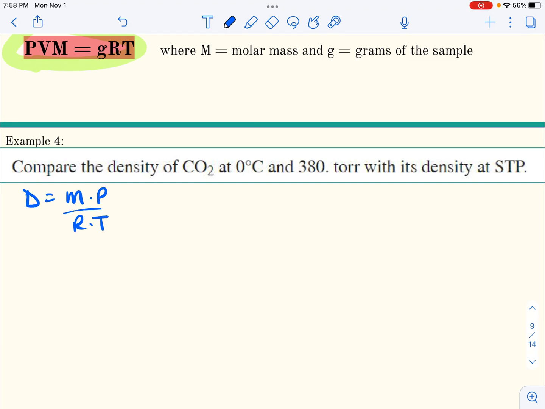And we want to compare the density at 0 Celsius and 380 torr of carbon dioxide compared to its density, same gas, at STP. So remember that STP is hiding a standard temperature, which would be 0 Celsius, and a standard pressure, which in torr would be 760, right? So this is 2 separate questions here so that we can make this density comparison. And we can kind of look and see what's happening. The molar mass of carbon dioxide is 44.01 grams per mole. I found that off the periodic table.